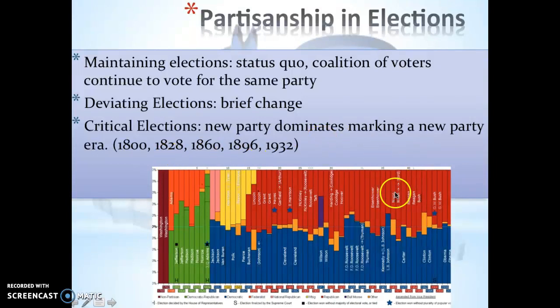So we've seen some critical elections that will actually mark a period of realignment. Like, for example, Nixon was able to get Southern whites to give up supporting the Democrats because the Democrats had been the party of civil rights, and he was actually able to attract them or realign Southern whites to the Republican Party. And I'll get into that in the next few slides.